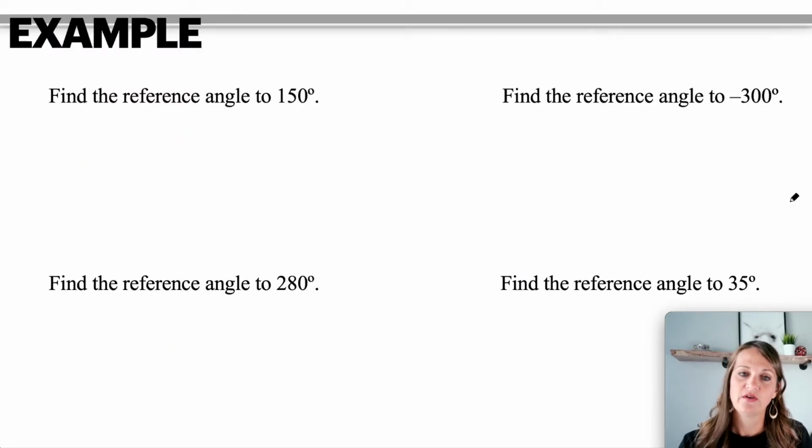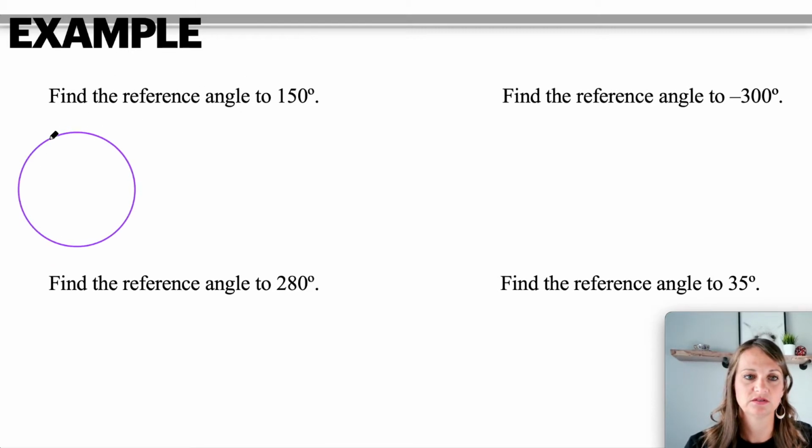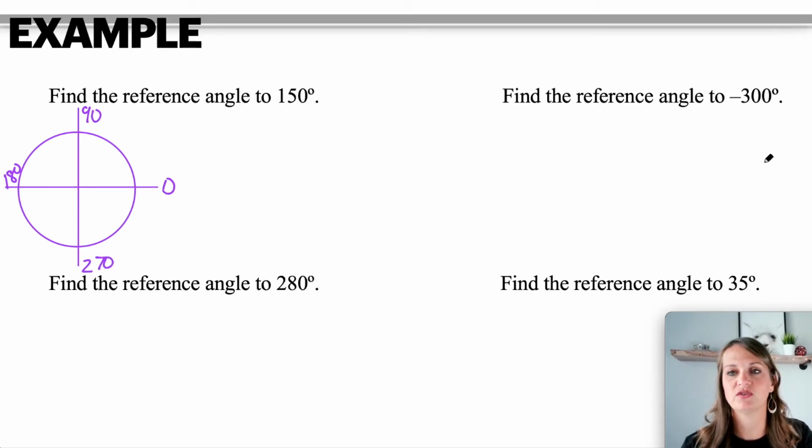So reference angle, first you have to figure out where 150 degrees is. If you think of a circle that is cut by the coordinate plane, this is 0, this is 180, 90, 270. So 150 degrees is going to be right here. It's between 90 and 180. So quadrant 2 means you subtract from 180. So therefore your answer is going to be 30 degrees.